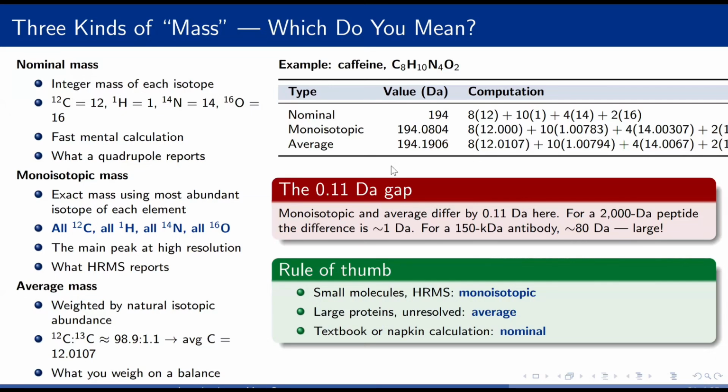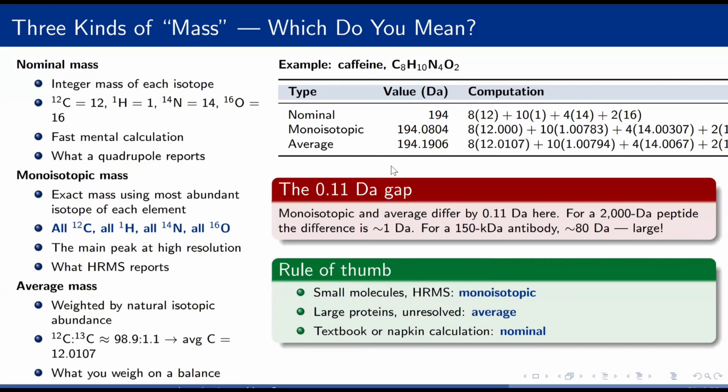The average mass is the number the periodic table gives you. It's weighted by the natural isotope abundance, which means carbon's average mass is 12.0107. The example works out nicely for caffeine. The nominal mass is 94, monoisotopic is 94.08, and so on.